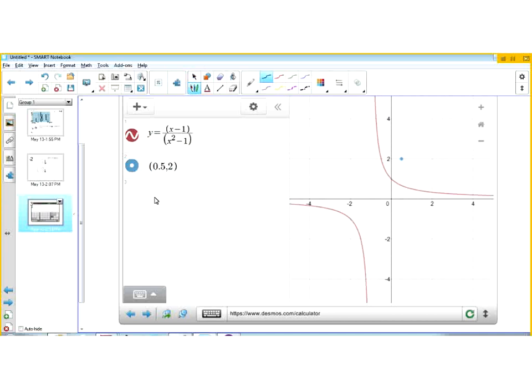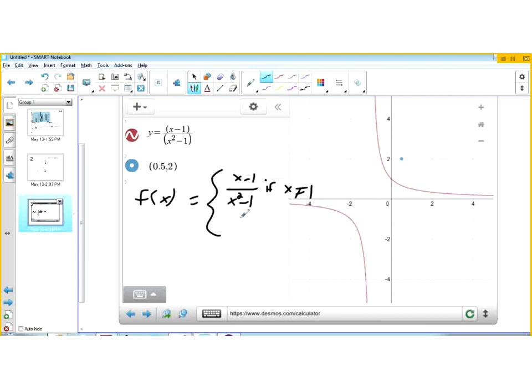Let me write that down as you would write it piecewise. Using piecewise notation, we have f of x is equal to, piecewise now, x minus 1 divided by x squared minus 1 if x doesn't equal 1.